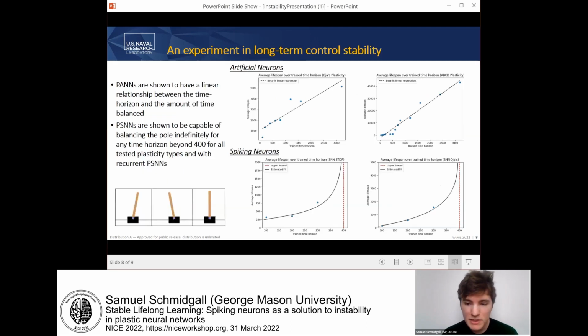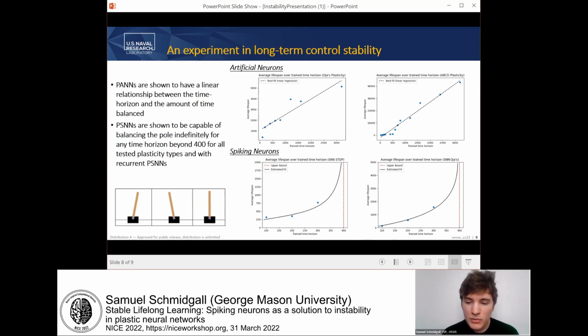A similar experiment was set up with the cart-pole pendulum task, where instead of observing the performance after the training time horizon, we see how long the network can continue balancing the pendulum without it falling after training. A series of policies are trained with different time horizons between 50 and 3000. In the ANN case, the relationship between the training time horizon and how long the pendulum can balance shares a linear relationship for both Oja's plasticity rule and the ABCD plasticity rule. With Oja's, the linear coefficient is 1.5 and ABCD is 15.